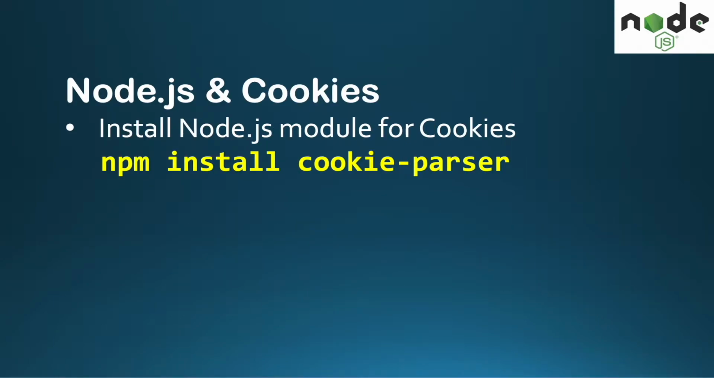So how do we use cookies with Node.js? Node.js is our backend server. So how does the web server, which is the Node server in this case, handle cookies? For that, we will install a Node.js module for cookies, which is cookie-parser. The standard way to install it is npm install cookie-parser. So go ahead and install it. And once you have installed it, let's proceed.